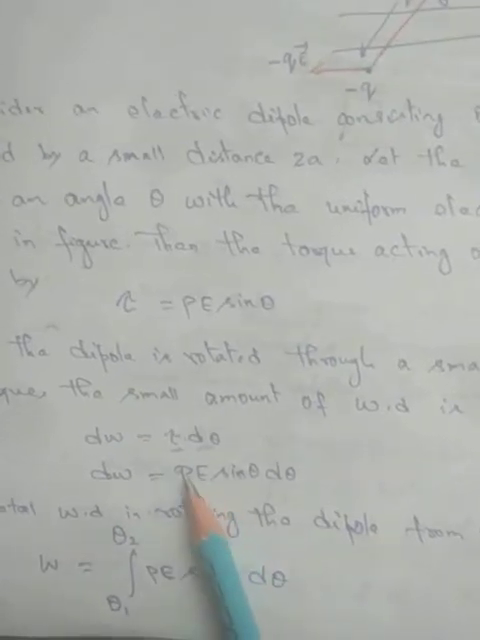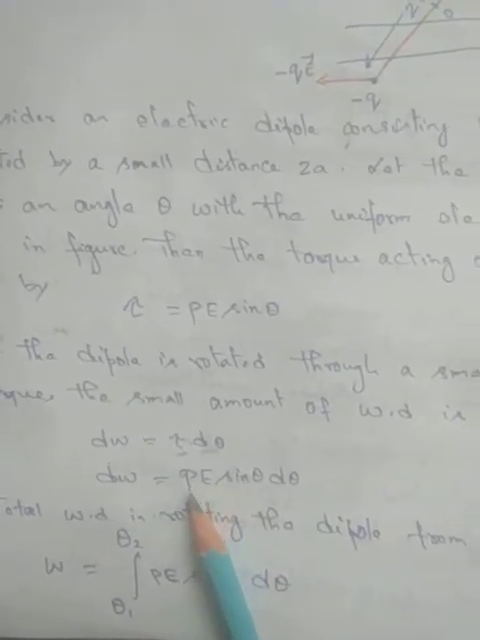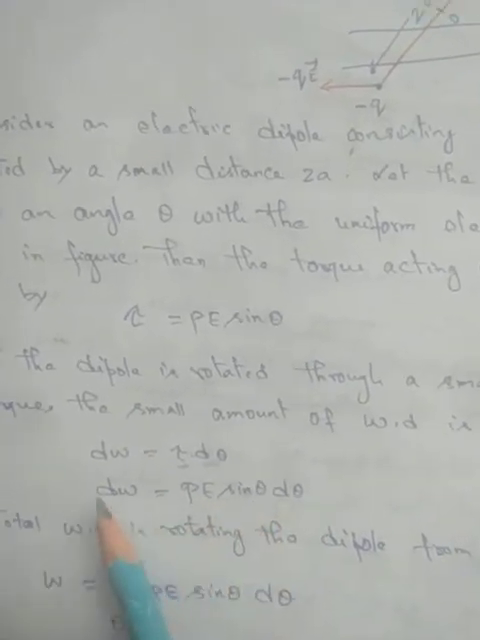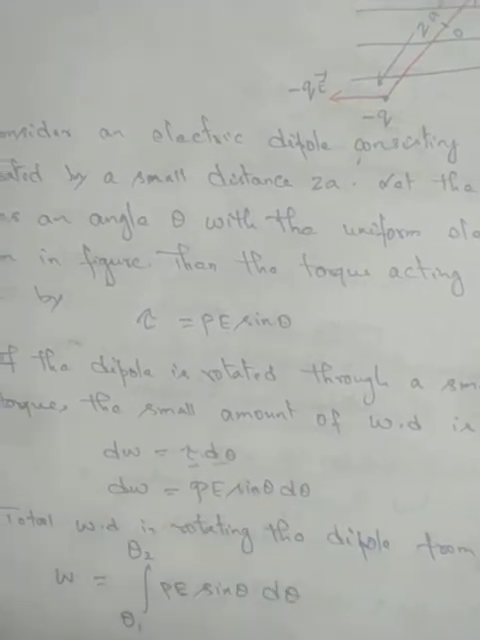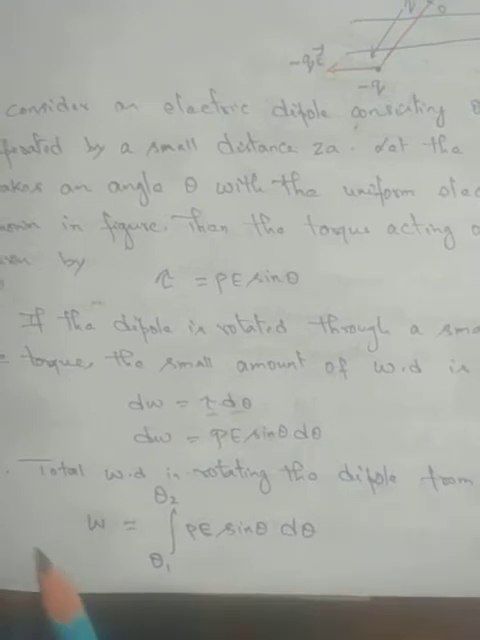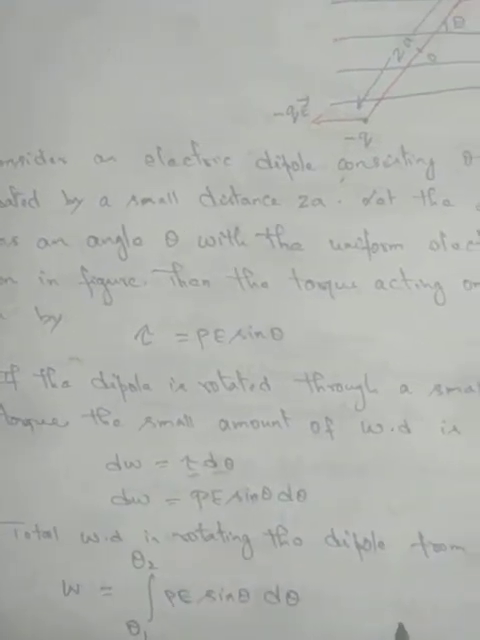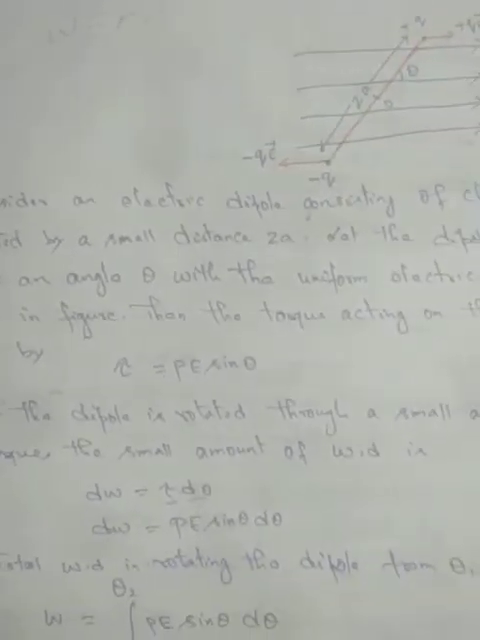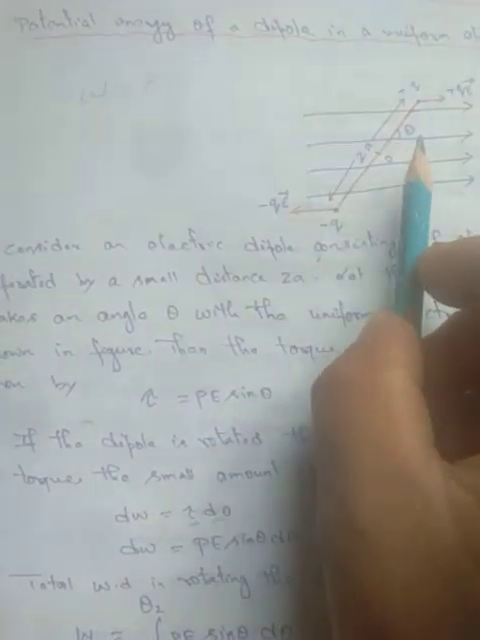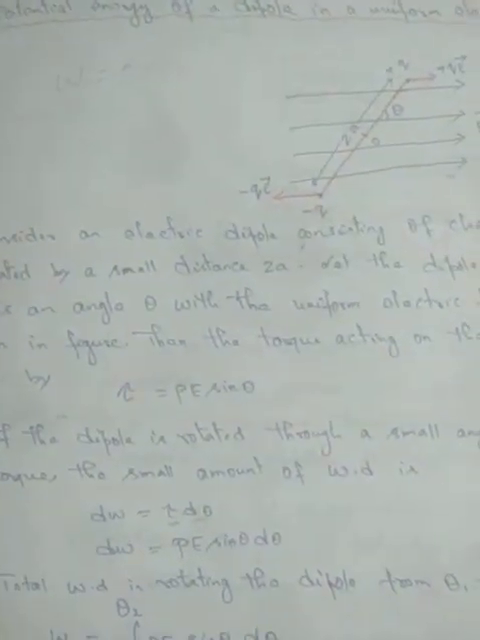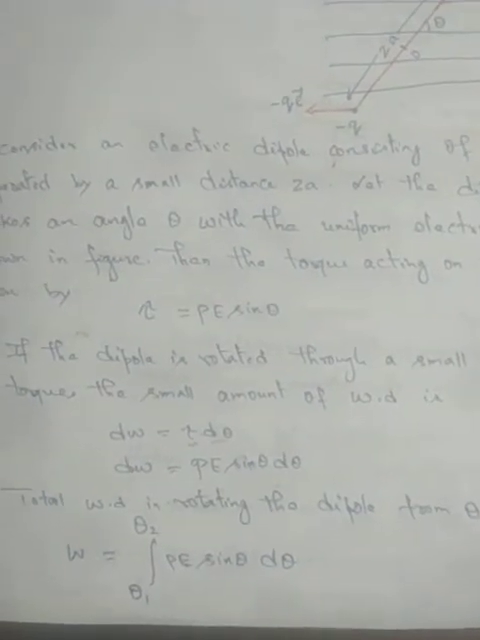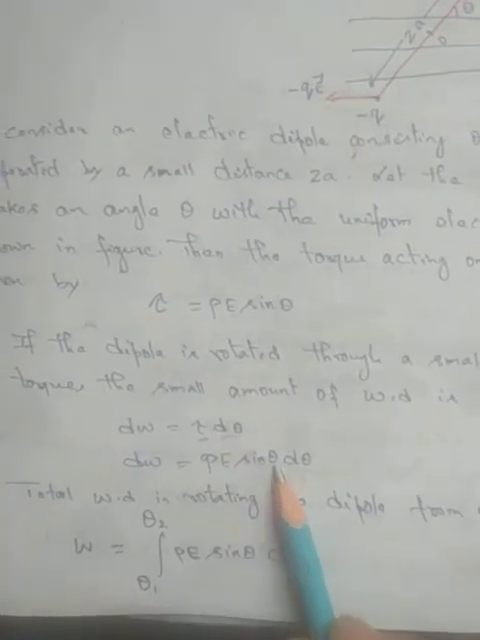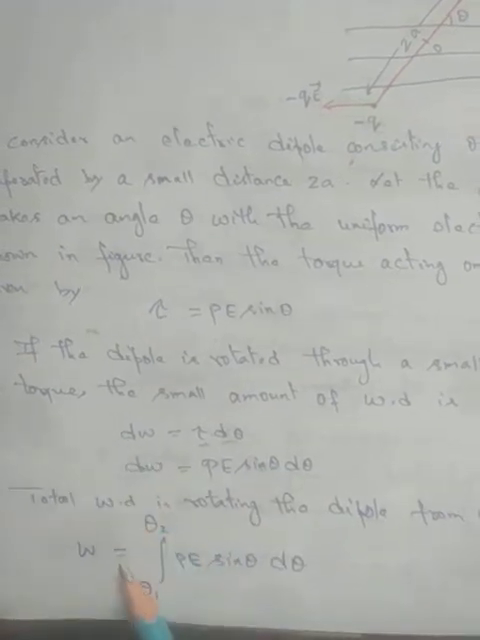Now substituting the value of tau, that is P E sin theta, this will be the small work done to rotate the dipole through a small angle d theta. Therefore, the total work done to rotate the dipole from the position when the angle is theta 1 to the position when the angle is theta 2 is obtained by integrating the above equation. If you integrate dW, you will get W.